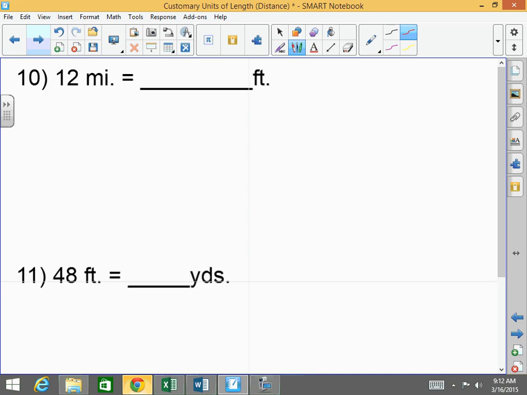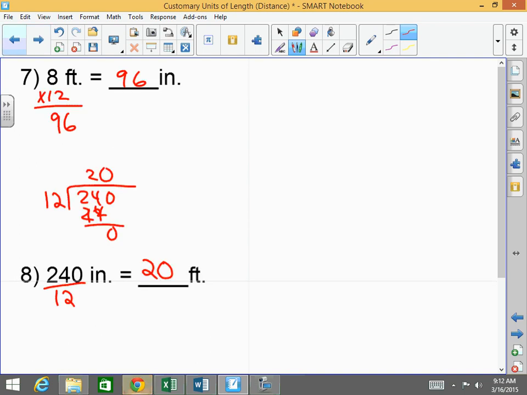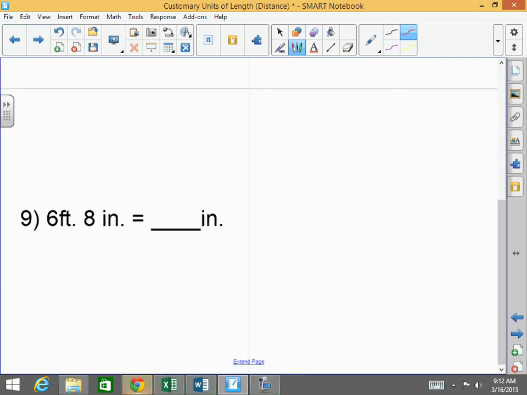Okay, 12 miles to feet. I skipped 9. Sorry about that. My bad. Thank you. Okay, 6 feet 8 inches. I want it all in inches. Okay, there's 12 inches in every foot, so 6 times 12 is 72 inches, plus 8 inches equals 80 inches. Very good. This makes sense, boys.